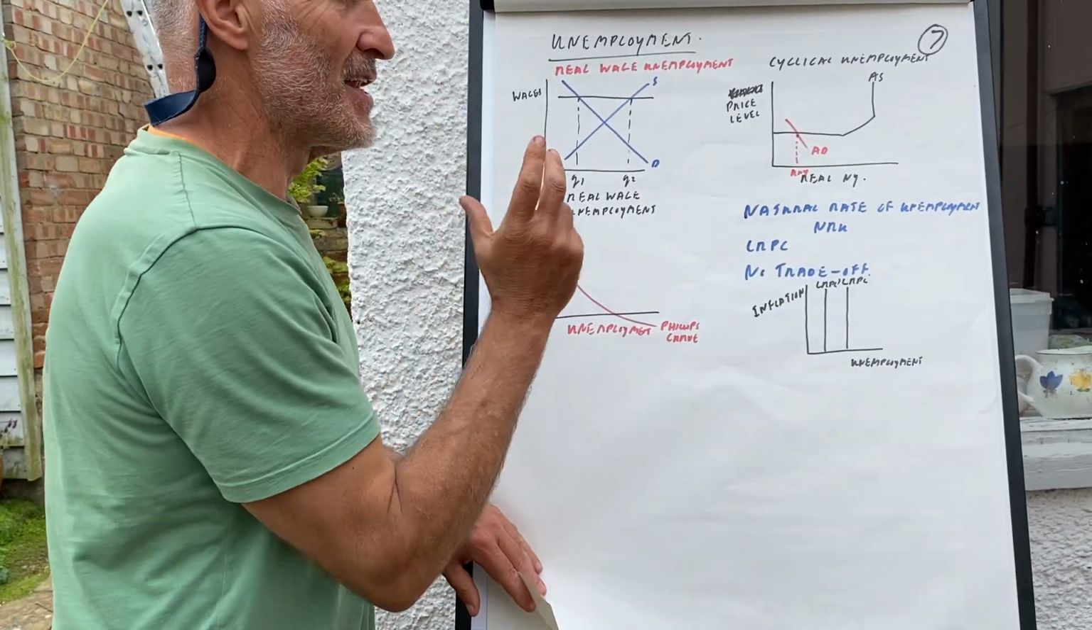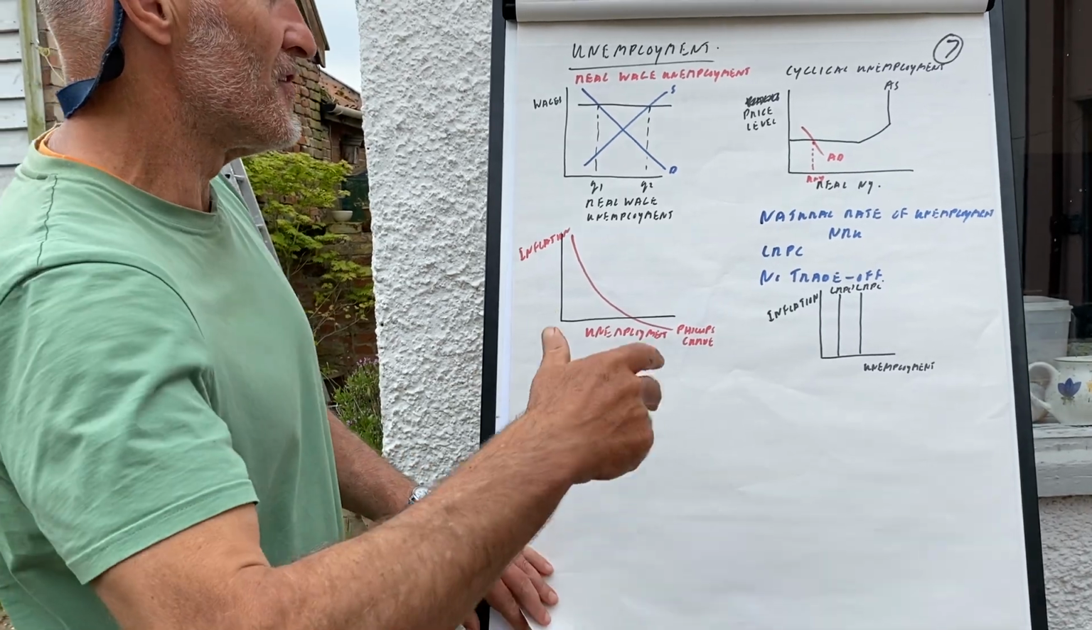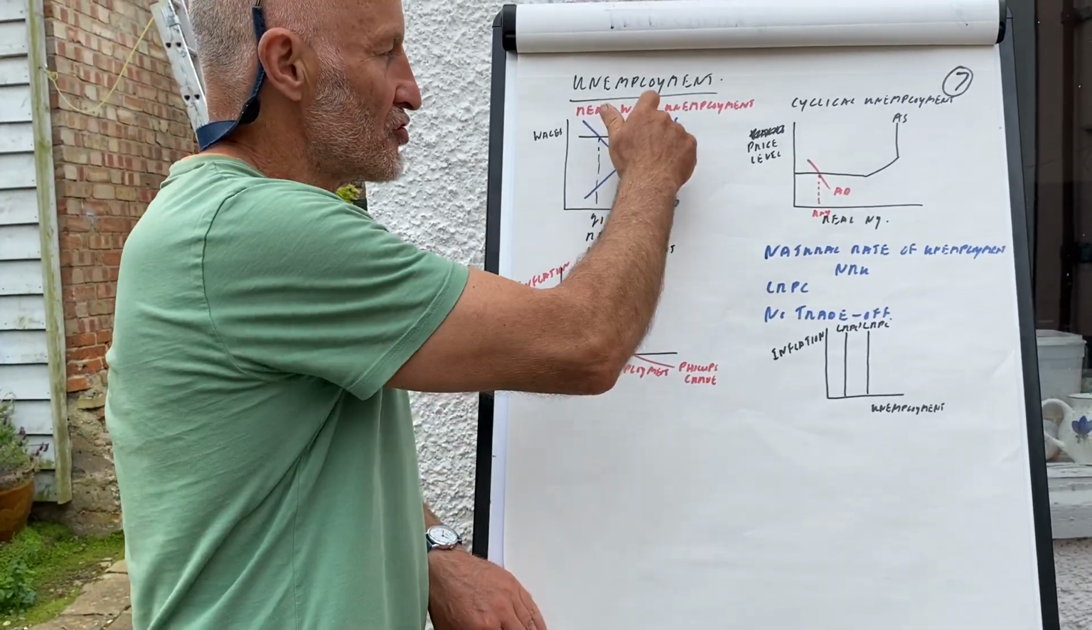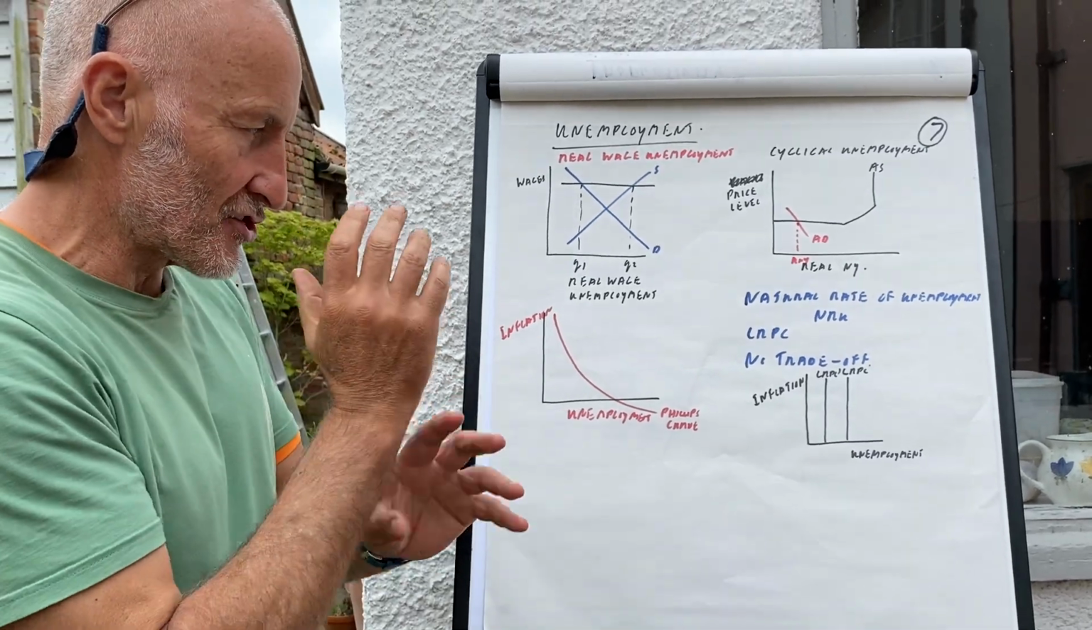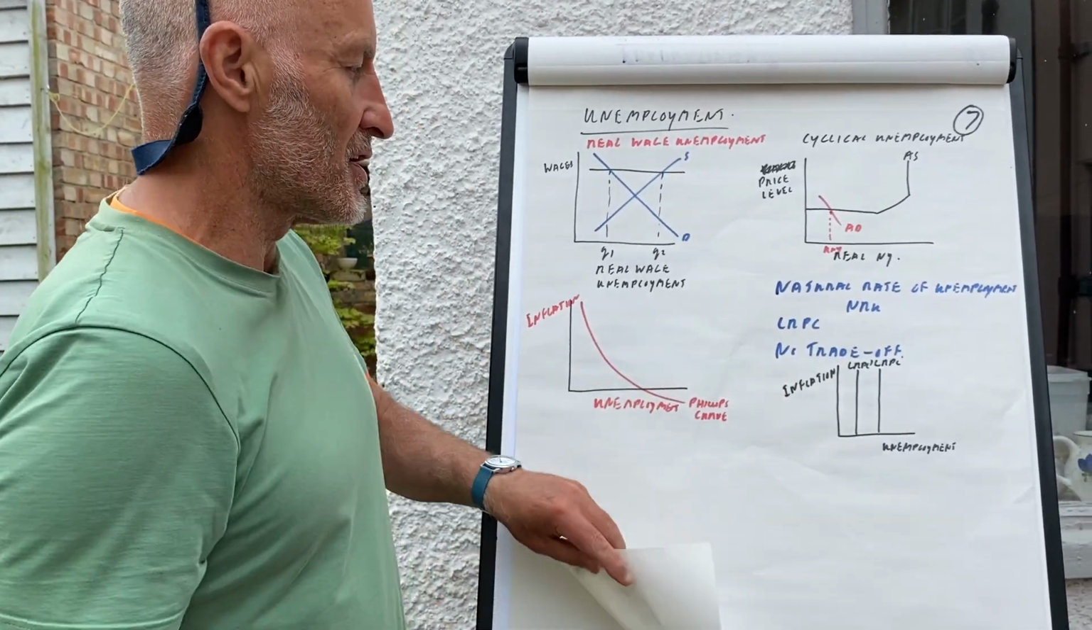Okay, so it depends upon the situation that you're in. If it's a massive negative output gap, you reduce unemployment by increasing AD. If it's free market supply side, you're up against constraints, then we need to use free market supply side policies.